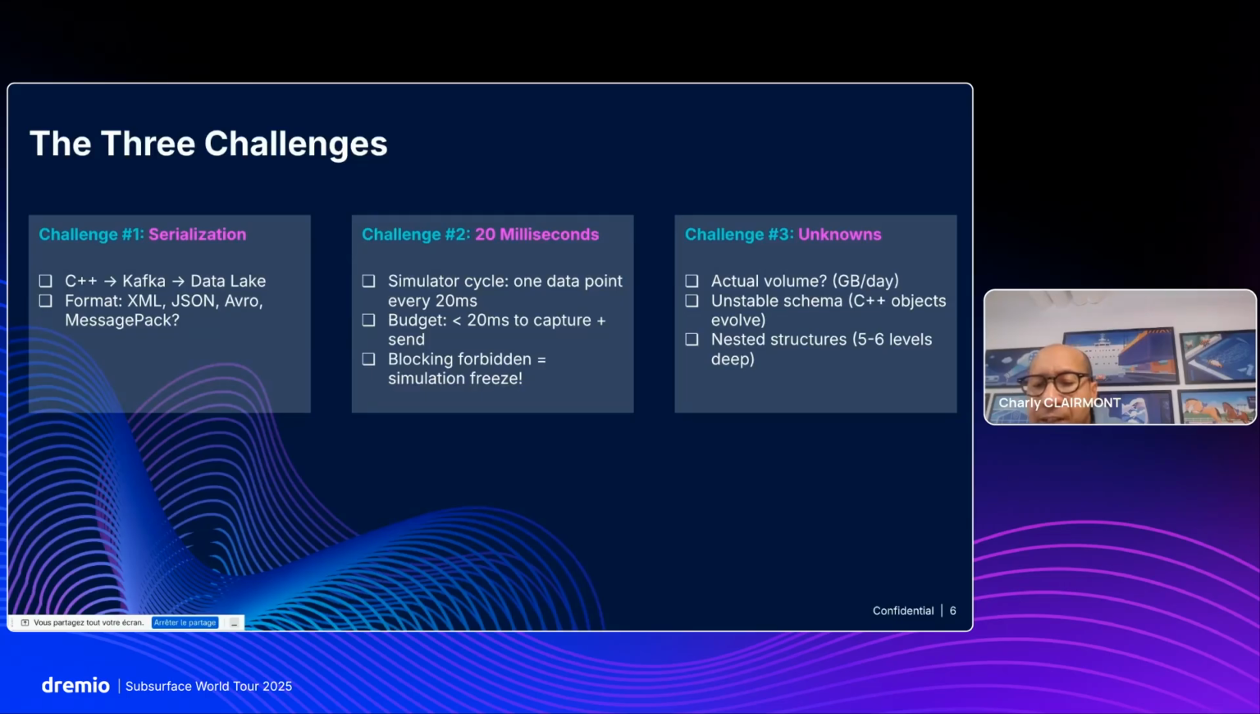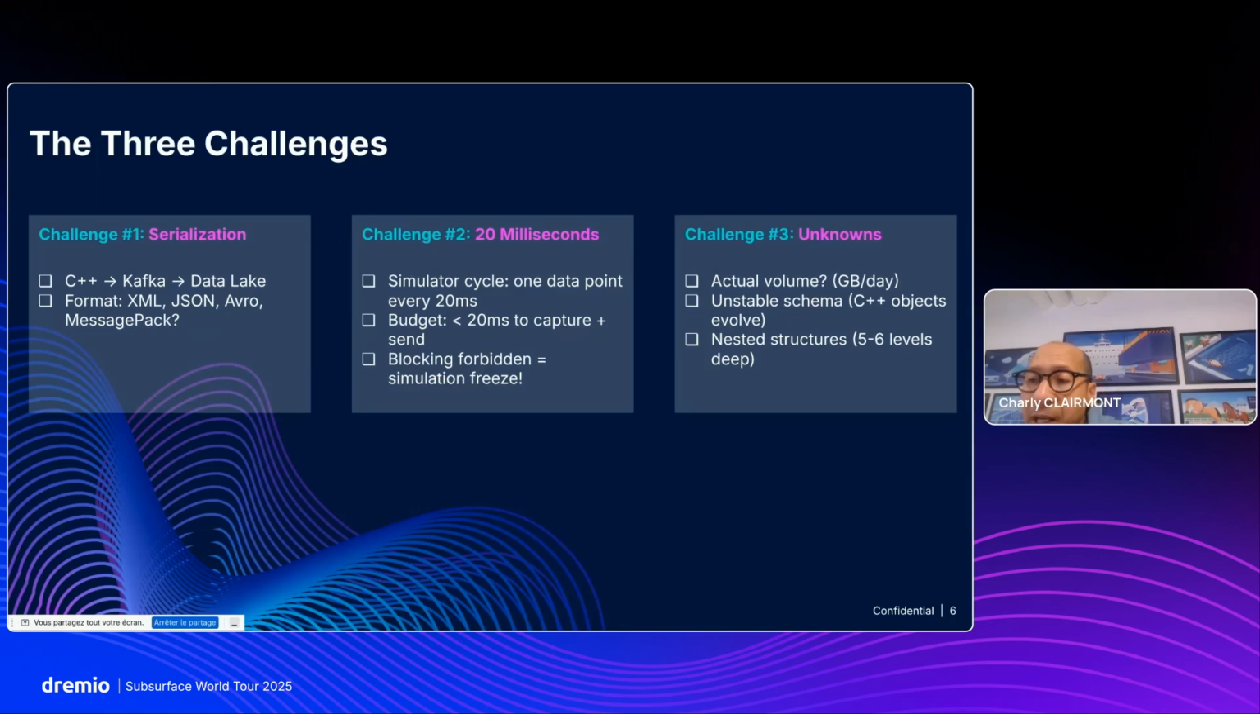The second challenge was that the flight simulator has a cycle of 20 milliseconds. So the simulator produces data every 20 milliseconds, and we have to serialize and push the data to Kafka within that delay.